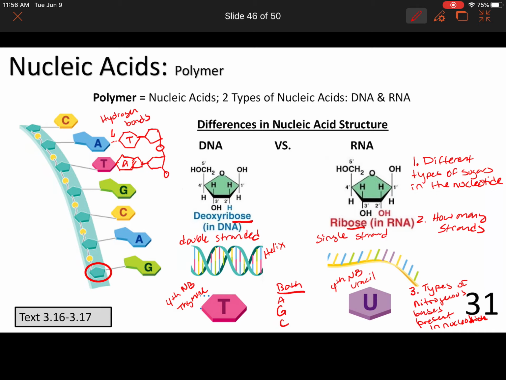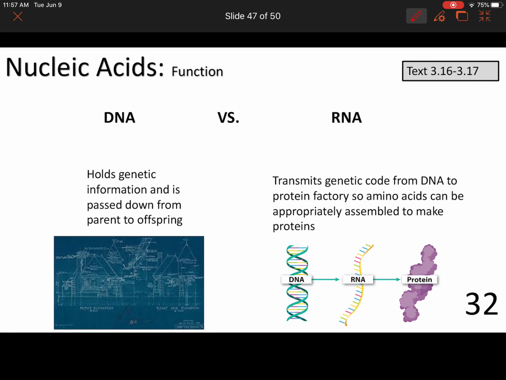There is no uracil in DNA, and there is no thymine in RNA. Those two get swapped out in their respective nucleic acids. So those are the three structural differences between the two types of nucleic acids, DNA and RNA.